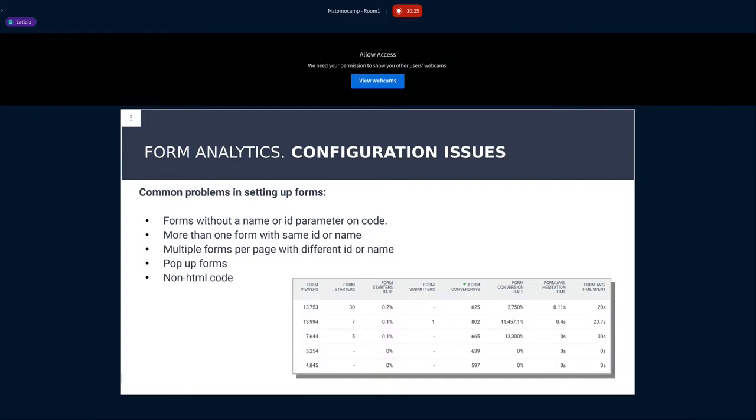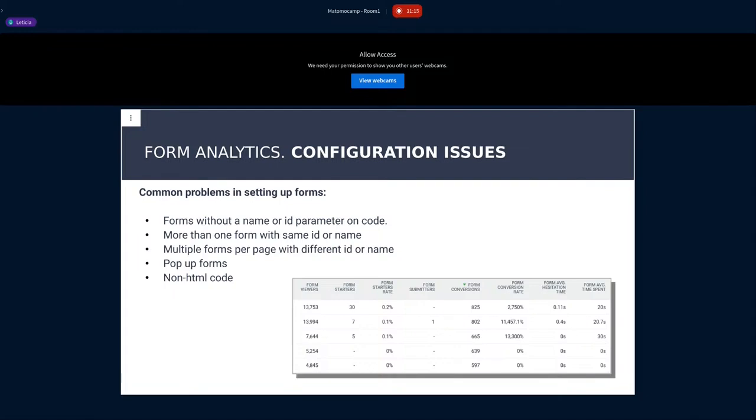The problem that we have configuring forms is that sometimes it can be complicated, because sometimes there are forms without the name or the ID parameter, or sometimes there are a lot of distinct forms on the site and all of them have the same ID or the same name. Or sometimes we have one form, but this form is on a lot of pages and always has a different ID or name. And in this case, sometimes it's difficult to find a pattern to collect all of them. We can try to solve these cases with regular expressions if this is possible.